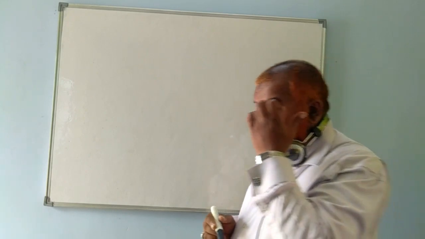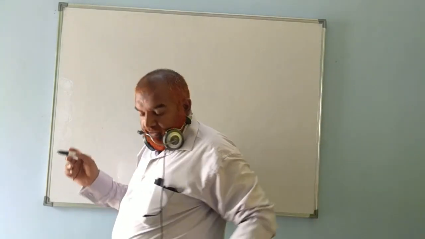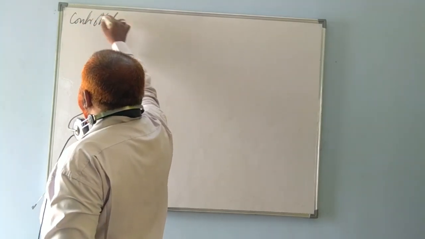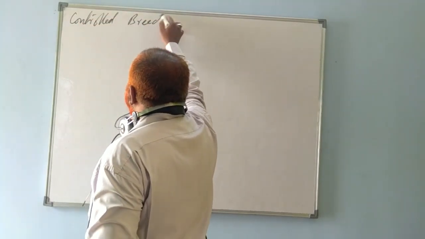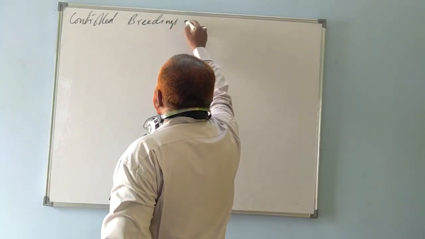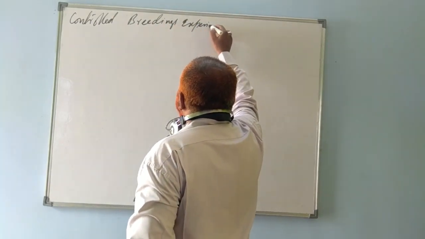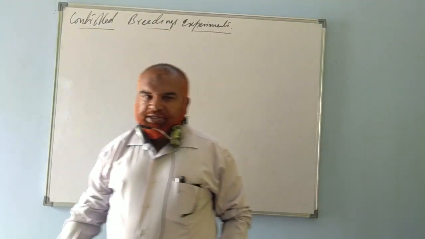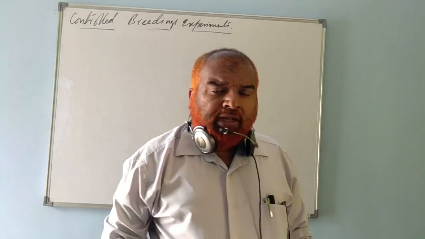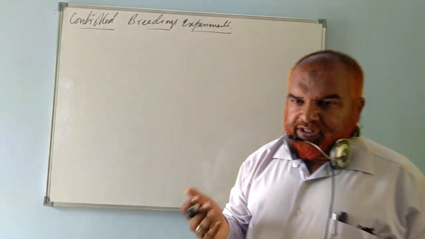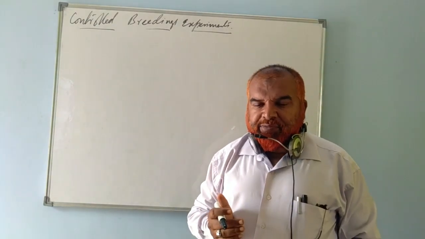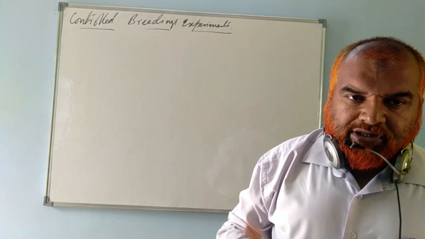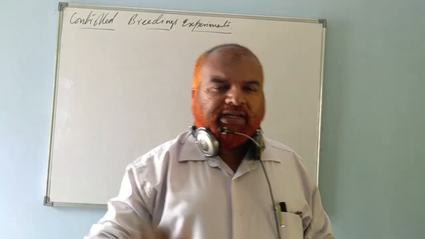These are artificial techniques, controlled breeding experiments, or we can say techniques, because they are done artificially in the laboratories, hence they can be called techniques also. There are different techniques to improve the breeds. We have seen hybridization, interspecific hybridization, inbreeding, outbreeding, and outcrossing. So there are many natural techniques for that.